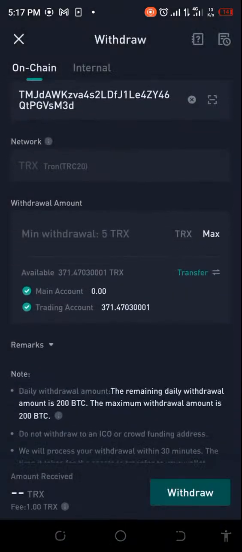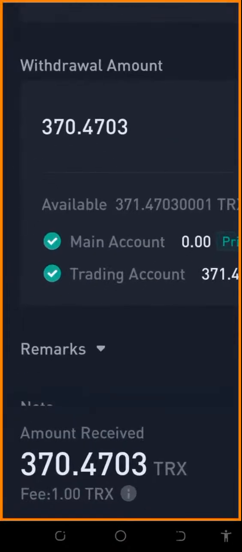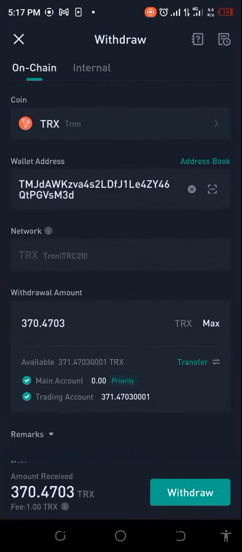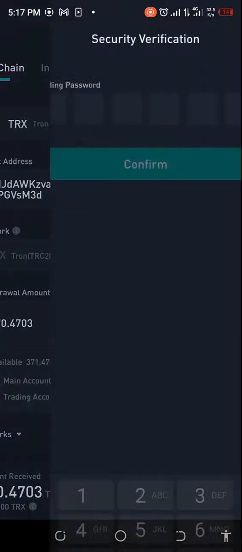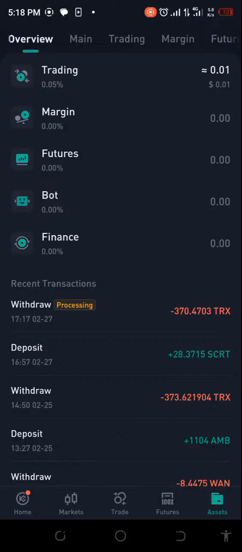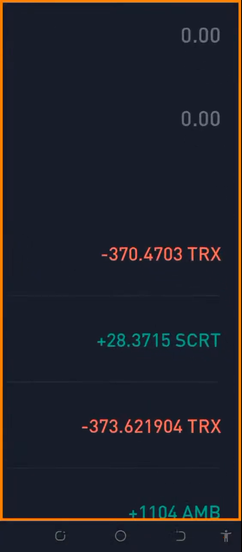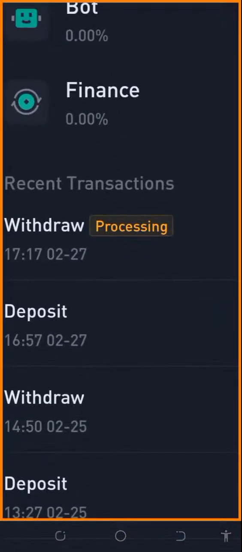Okay, and then I hope everything is there. Okay, max, everything. Of course, it's going to take its own delivery fee, which is 1 TRX, okay? So that's what it's going to give us. Let's now click on withdraw. Yeah, we're putting in all the verifications and we'll be back. Okay, so currently it's processing. As you can see, it's processing. So let's just hope it doesn't take too much time.